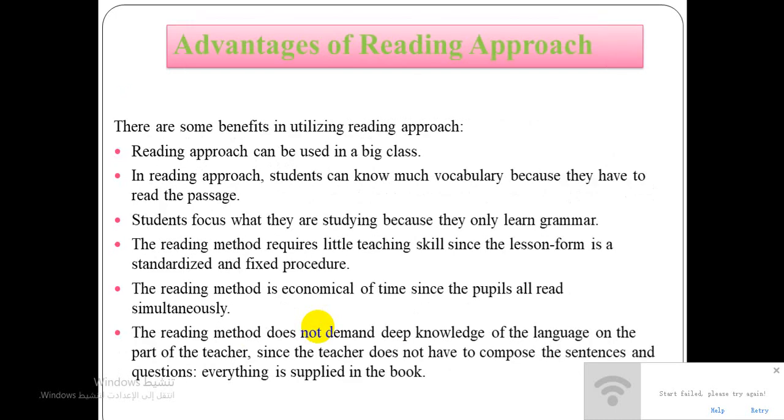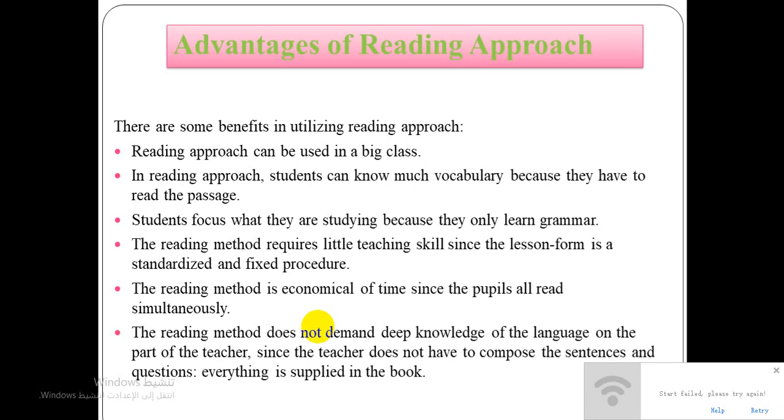The advantages of the reading approach. There are some benefits in utilizing the reading approach. It can be used in a big class. Students can learn much vocabulary because they have to read the passage. Students focus on what they are studying because they only learn grammar. The reading method requires little teaching skill since the lesson form is a standardized and fixed procedure.